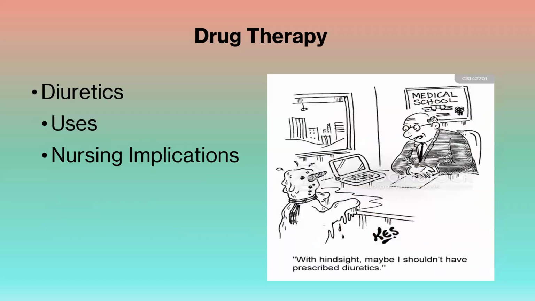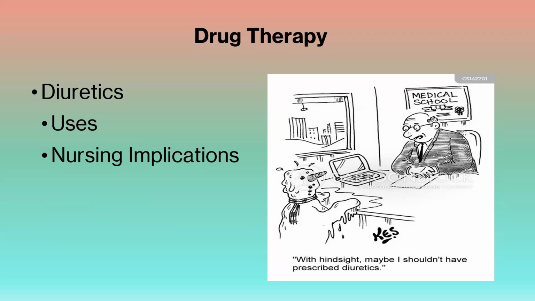So, diuretics. Let's talk about diuretics, the uses and the nursing implications. Our diuretics are used to take fluid out of the body. Of course, too much diuretics is not a good thing. Too little diuretics is not a good thing. If we're not getting the fluid, again, we want to make sure that we're keeping things in balance. And again, sometimes we can dry patients out if we give them too many. So that's one of the concerns that we have.